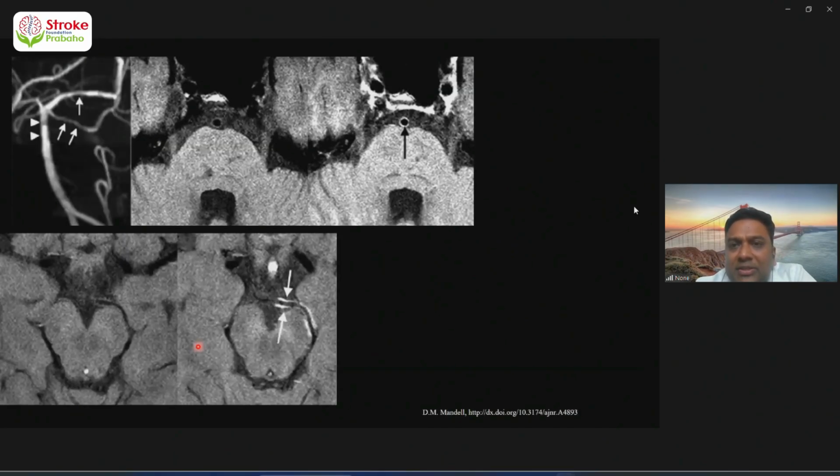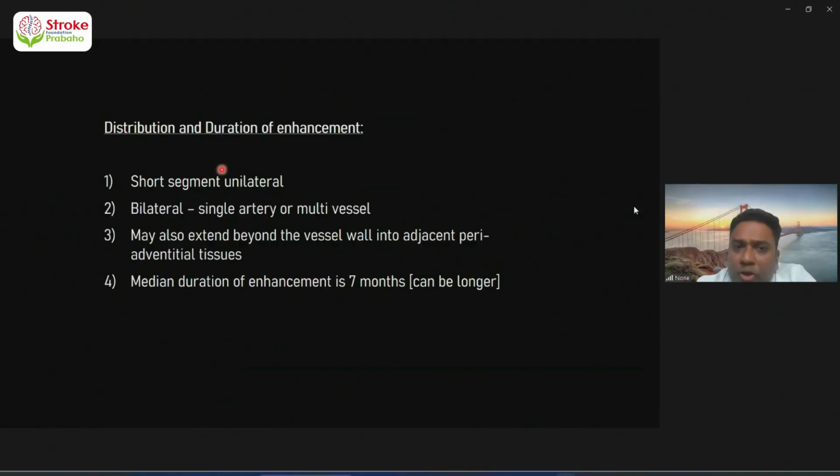This was already discussed. If you see here, there's a concentric enhancement here, and if you see the PCA is also enhancing, the basilar artery is also enhancing. And it can be short segment unilateral, it can be bilateral, it can be single artery or multiple vessels, and it can extend into the periadventitial tissues.